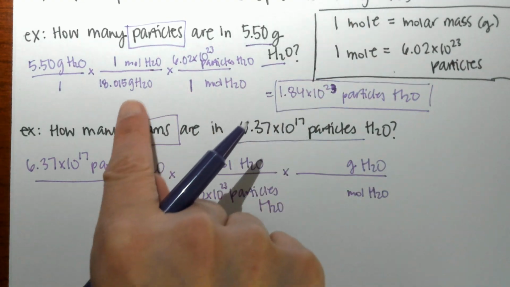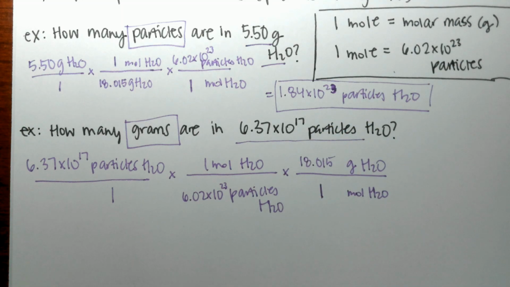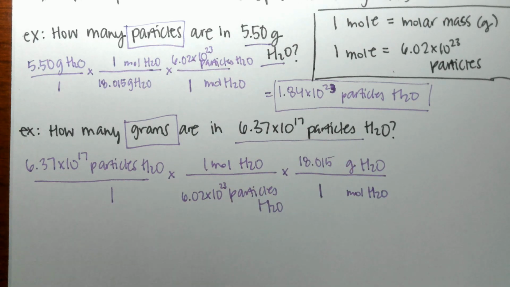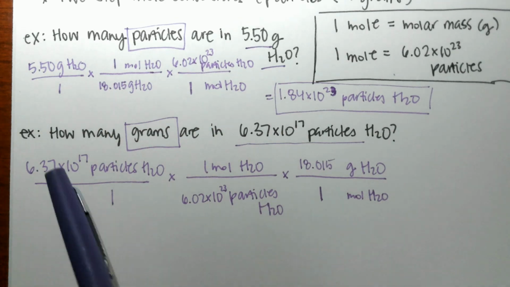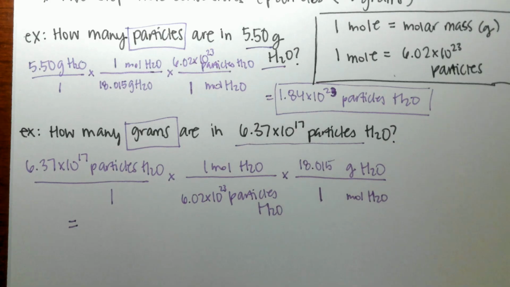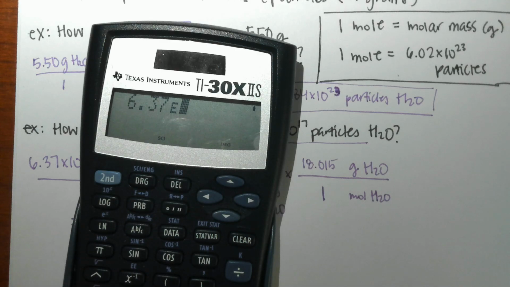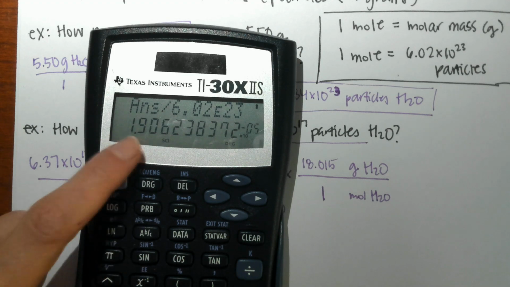So we already got the mass from up here, 18.015 grams per 1 mole. So that is a setup for particles to grams, or particles to mass. And as a calculator use, same thing. You plug in the top, multiply, and then divide by the bottom. So to do that, I got 6.37 E17 times 18.015. You get a number. Divide that by your 6.02 E23. So that's my final answer.